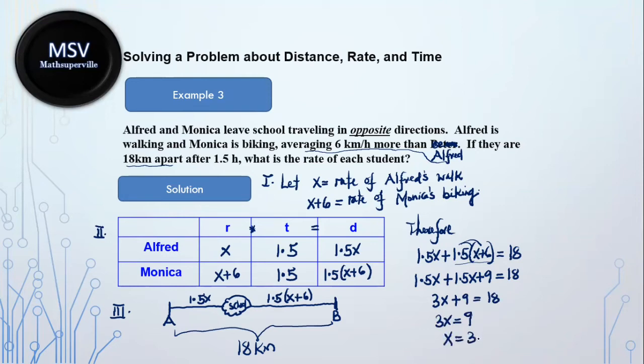And so this is the speed of Alfred. So we can say Alfred's speed, the rate of Alfred's walk, is 3 kilometers per hour. And for Monica it is 3 plus 6, which gives us 9 kilometers per hour. And that brings us to the end of this question, because the actual question was, what is the rate of each student?